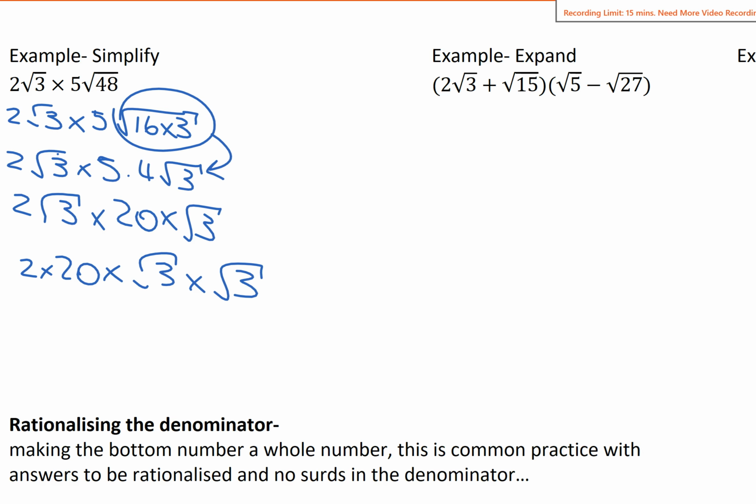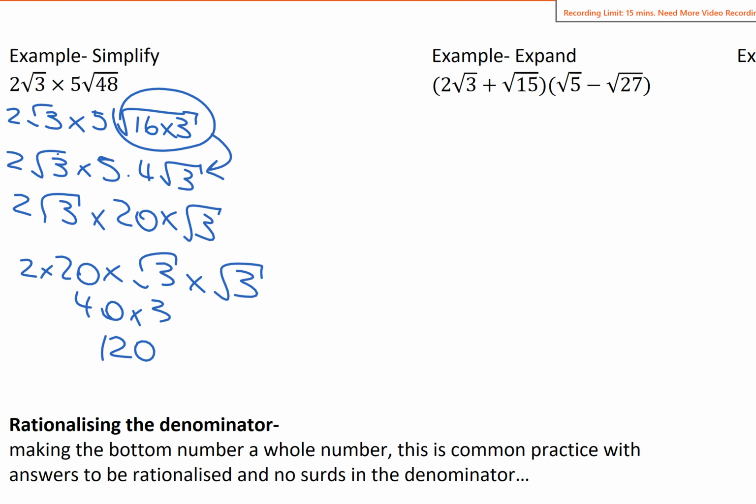Okay. Because it doesn't matter the order, does it? What is root 3 times root 3? That's just 3. 2 times 20 is 40. So it's just 40 times 3, which is 120. Okay? Can you see that?